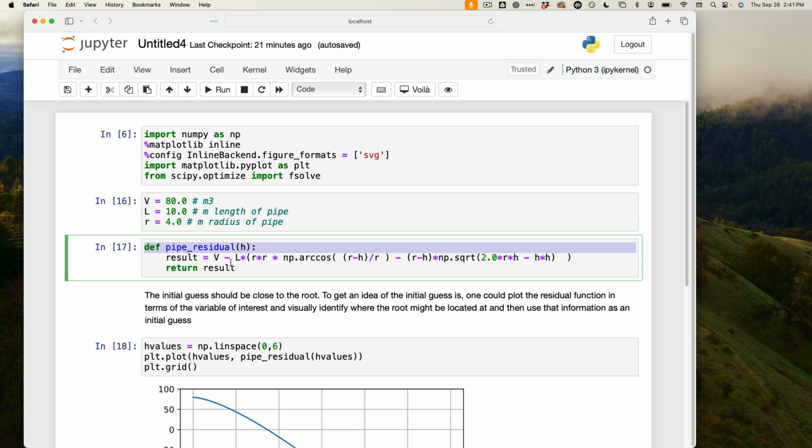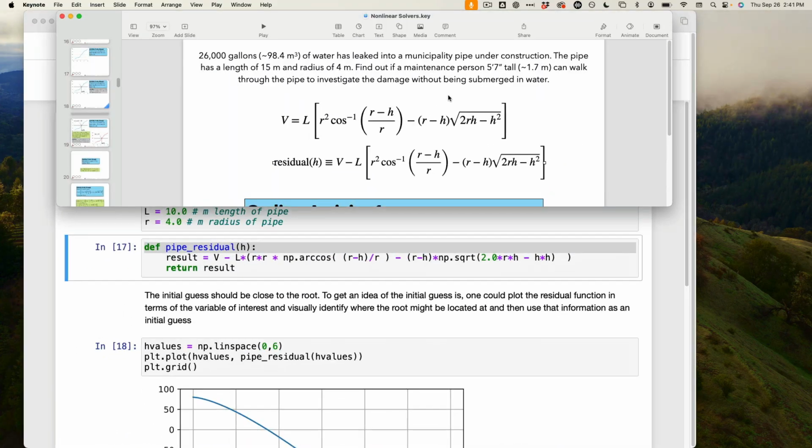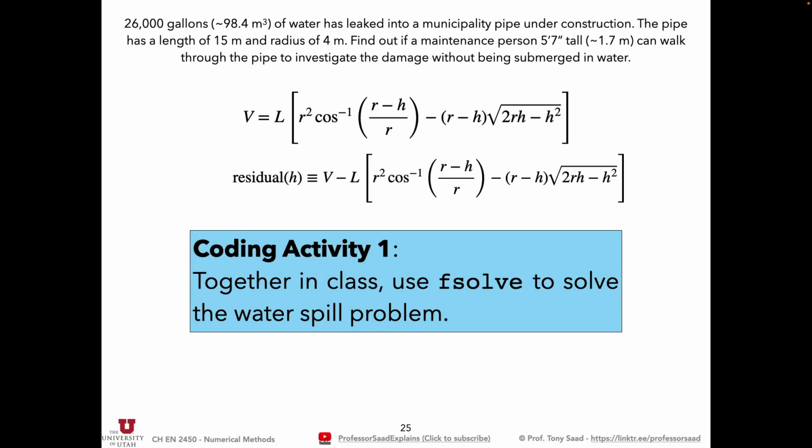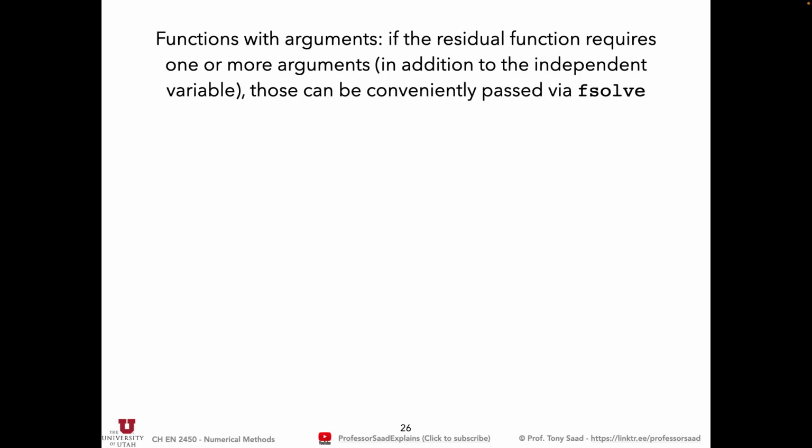So how do we do that? fsolve allows you to do that very cleanly. Okay? And functions with arguments: if the residual function requires one or more arguments in addition to the variable of interest, h in this case, then those can also be passed through fsolve.